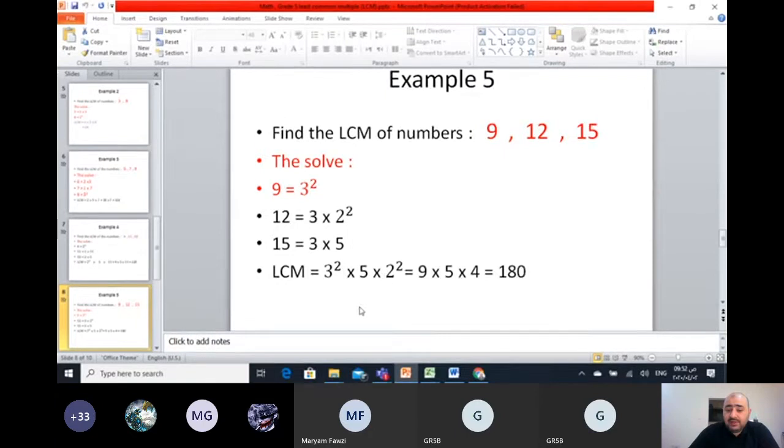Now you can solve the answer. 3 exponent 2 means 3 times 3, which is 9. And here we have 5 and 2 exponent 2, which means 4. So 9 times 5 is 45. 45 multiplied by 4 will be 180. So 180 is the LCM of the numbers 9, 12 and 15.